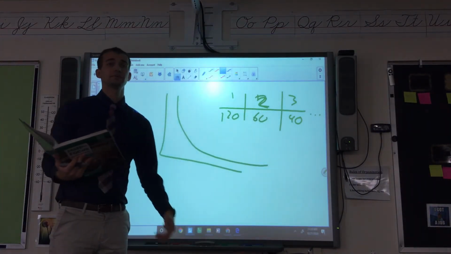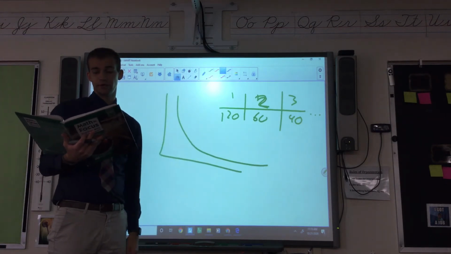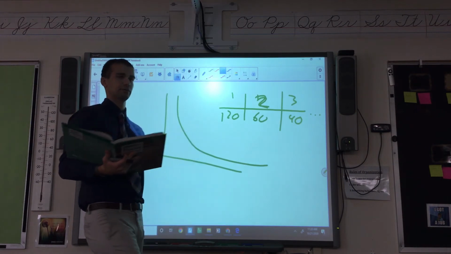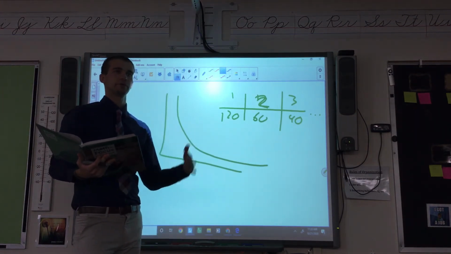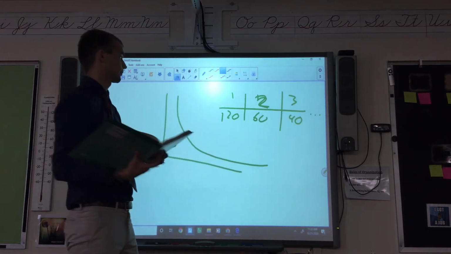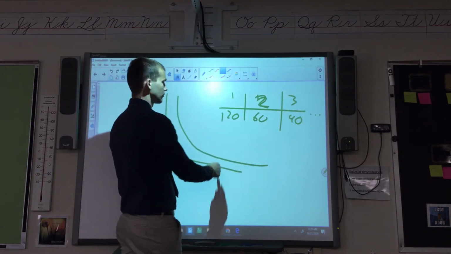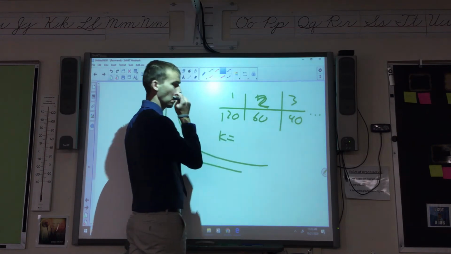So you find the same thing over and over again, your constant of proportionality, or your constant of inverse proportionality here. It still says in the book it's called the constant of proportionality, but I like to sometimes call it the inverse one because remember it's for inverse proportion. Your constant of proportionality for these is 120.